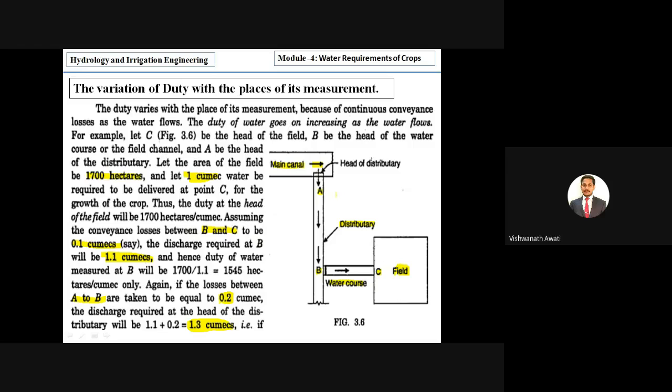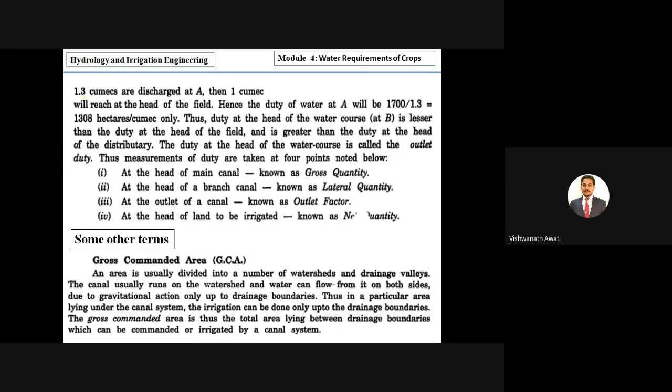So where we are measuring: at the place of A, at the place of B, at the place of C. C is actually what is required for the crop. So here 1 cumec is required, but we have to consider the losses. So 1.3 cumec of water is required to release from the main canal for 1 cumec of water for the field, and 1 cumec will reach the head of the field. If you release 1.3 cumec of water, then 1 cumec will actually come to the field, and then it is fulfilled.